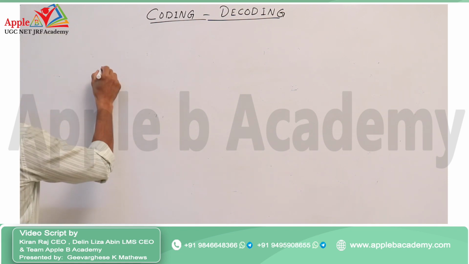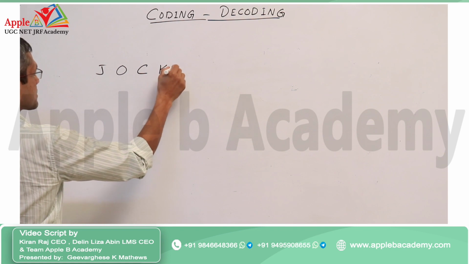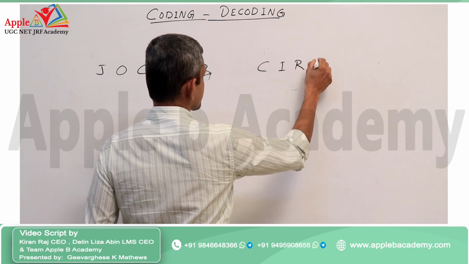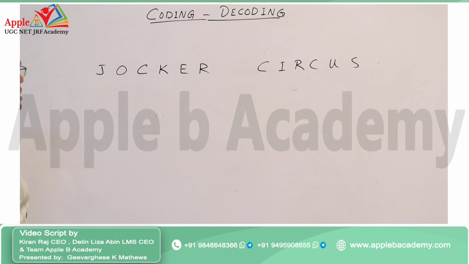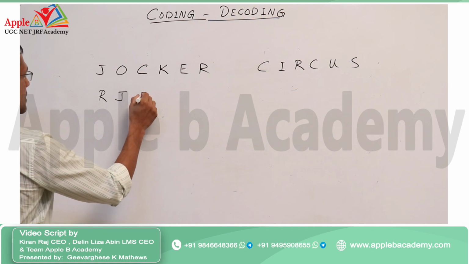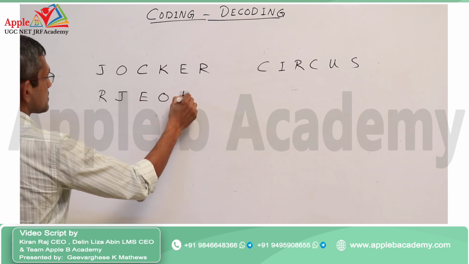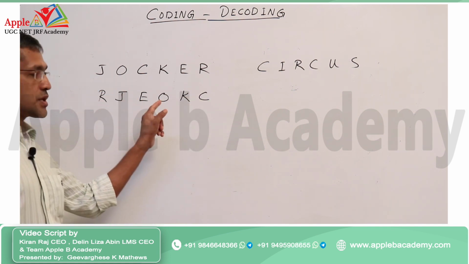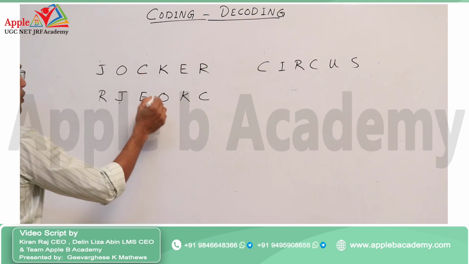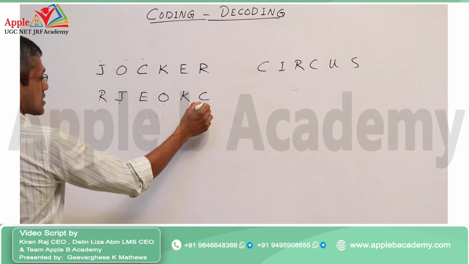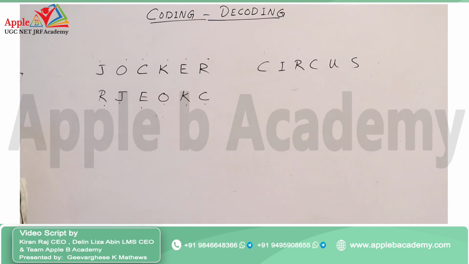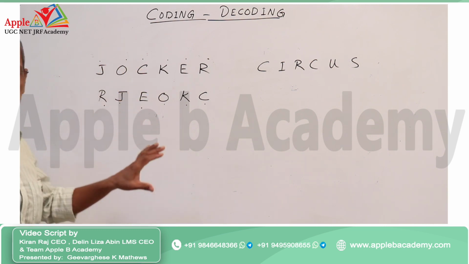So let's say Joker, and let's say circus. So if Joker is coded as RJEOKC, now look at it, J is here, and O is here, C is here, K is right here, E is here, R is here. So ultimately all the letters in the word are here.